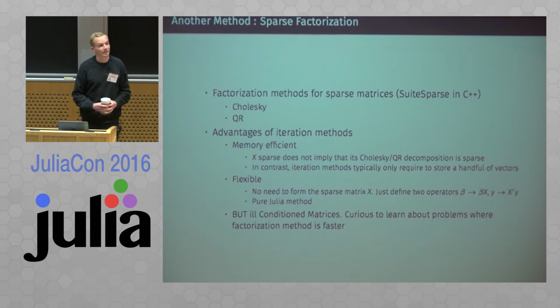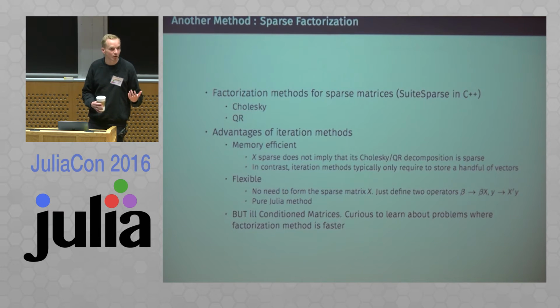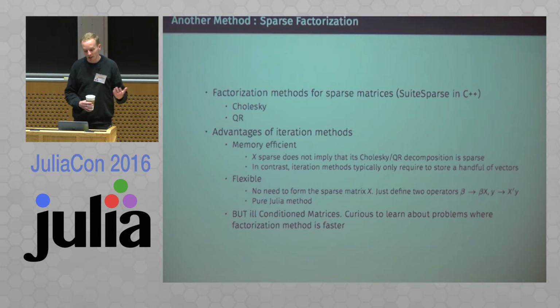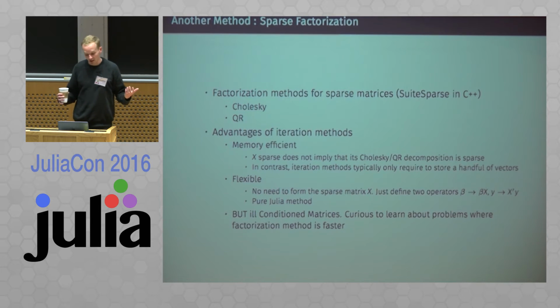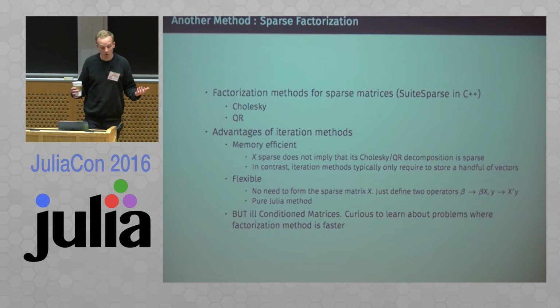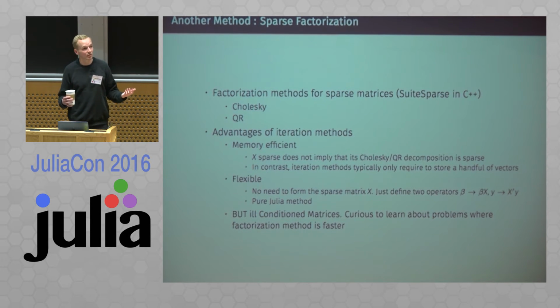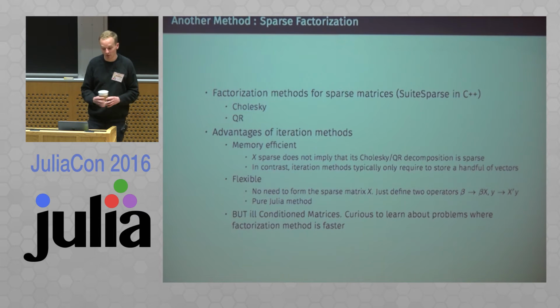Also, I really like the flexibility of iterative methods, because I don't even have to form the X matrix. Conjugate gradient descent only works by defining operations. For instance, you have to define multiplying by a matrix and multiplying by its transpose. And then it's like duck typing. If you define these two operators, you don't need to define the matrix, so you can actually run the algorithm.